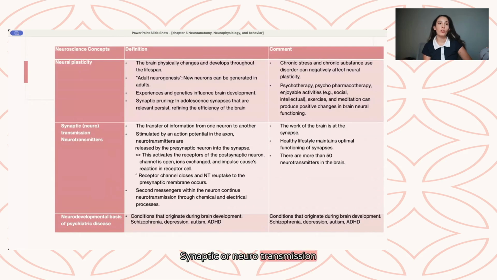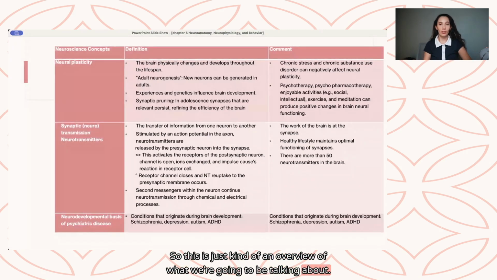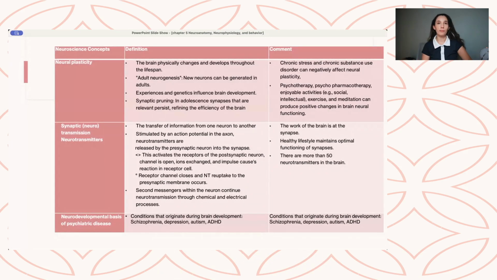Synaptic neurotransmission and neurotransmitters. So this is the transfer of information from one neuron to another. We're going to talk more about that. It's stimulated by what's called an action potential in the axon, where then neurotransmitters are released by the presynaptic neuron into the synapse. So this is just kind of an overview of what we're going to be talking about. I know it's a lot of words, but it's a good way to preface what we're going to discuss later.